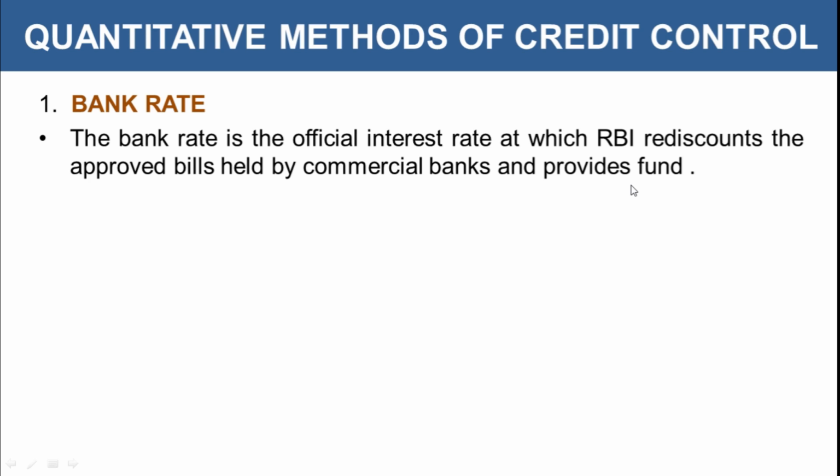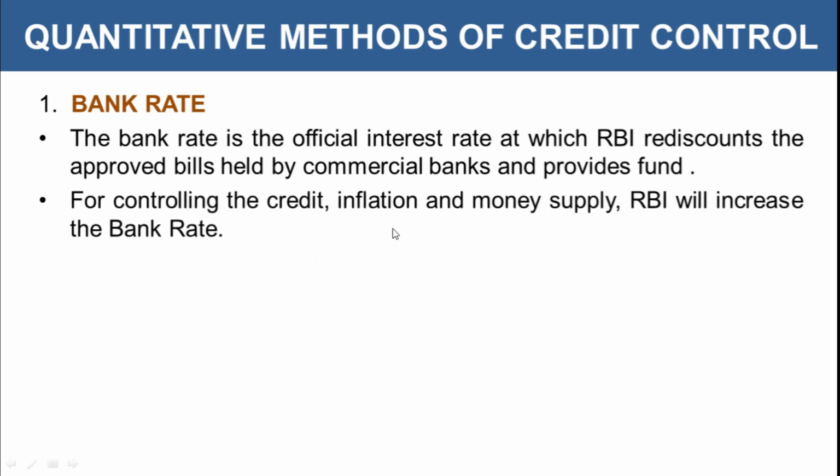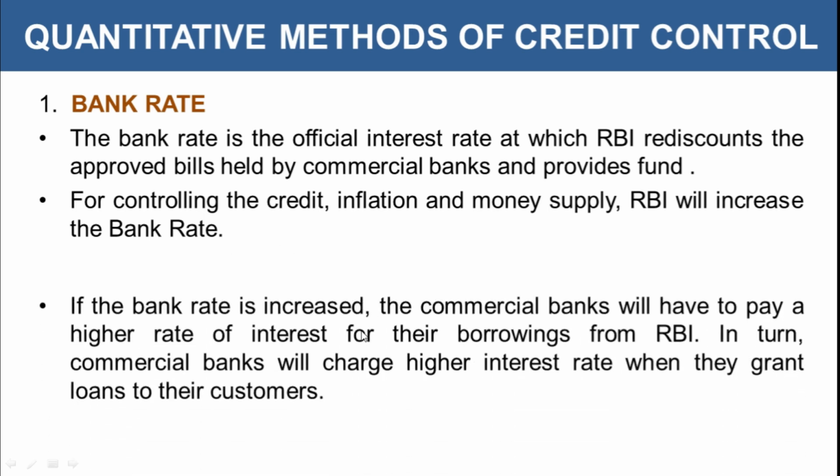Now, how does RBI use this bank rate as a credit control measure? Let's see. So, for controlling the credit, inflation, and money supply, RBI will increase or decrease the bank rate. Here to control inflation and money supply, RBI will increase the bank rate, and vice versa. To control depression, it will try to decrease the bank rate. So how does it work?